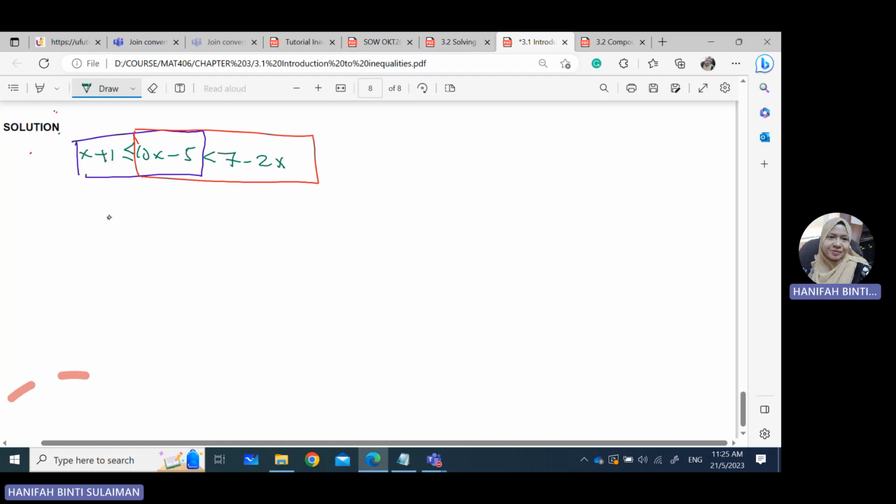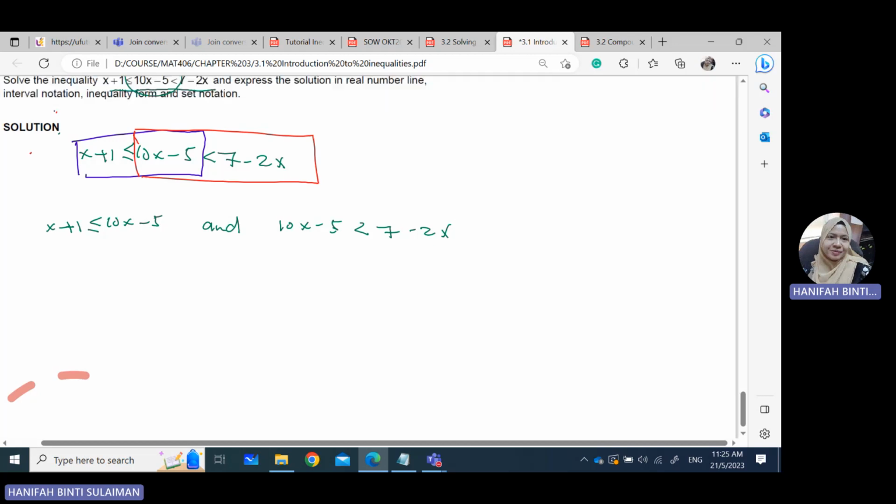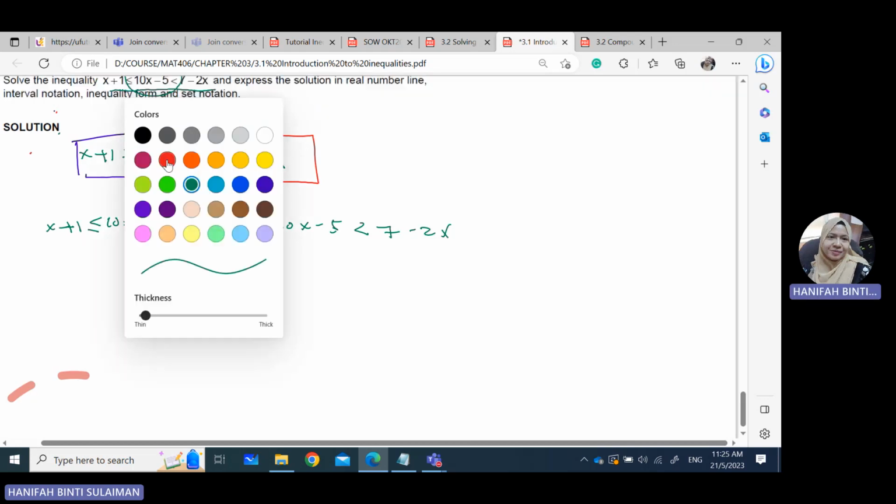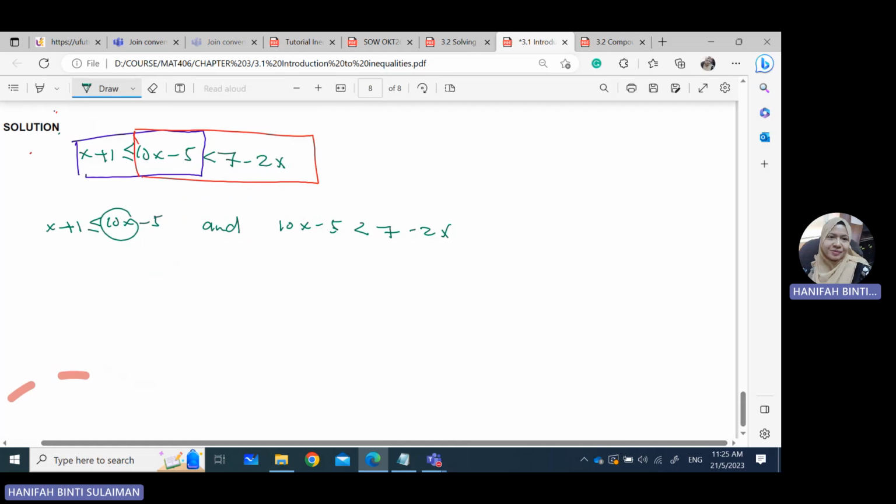Okay, so kita ada 10x minus 5 is greater than or equal to x plus 5 and 10x minus 5 is less than 7 minus 2x. So cara dia sama, cuma kita kena solve dalam dua bahagian lah. So in the first part we solve for this one. Macam biasalah kita move 10x to the other side.